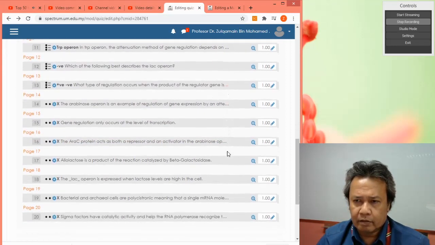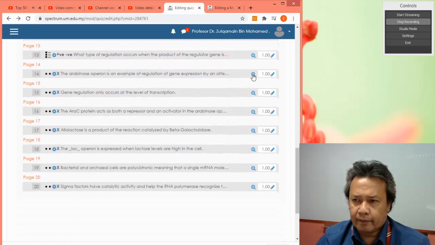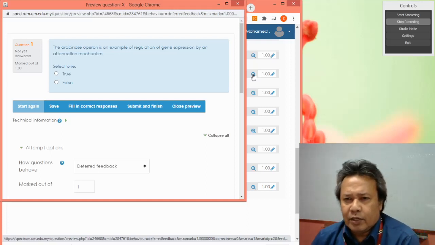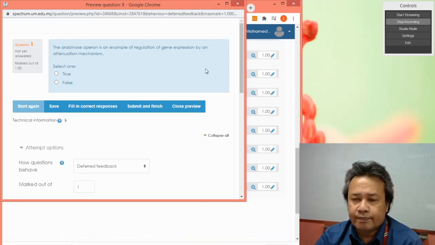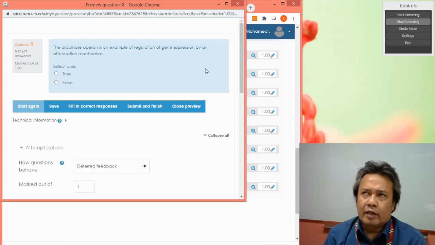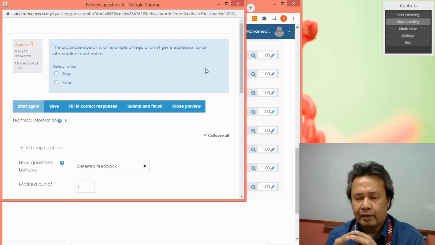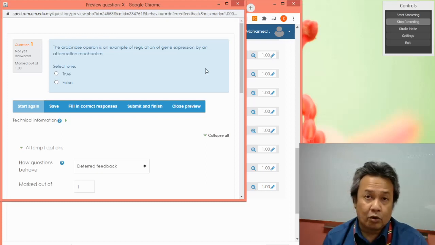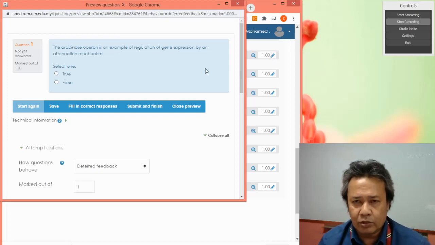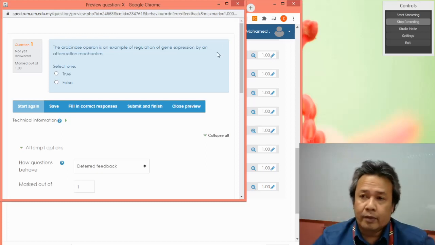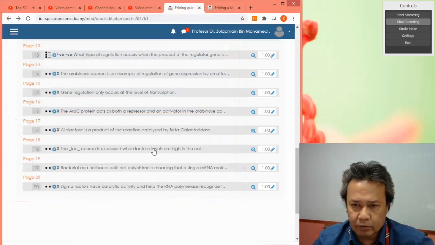Where is it? Okay. The arabinose operon is an example of gene expression regulation by attenuation. No, false. Attenuation is for the tryptophan operon, where the mRNA is involved in ensuring that termination is turned on or off. So for arabinose, yes, there is modification of the structure of DNA, but not the mRNA. Okay. Arabinose operon.